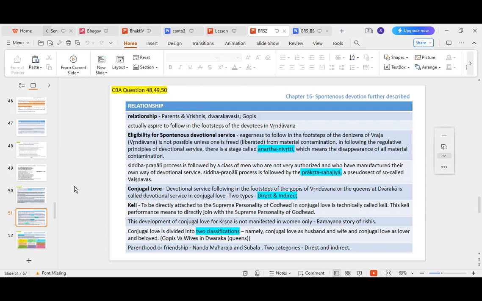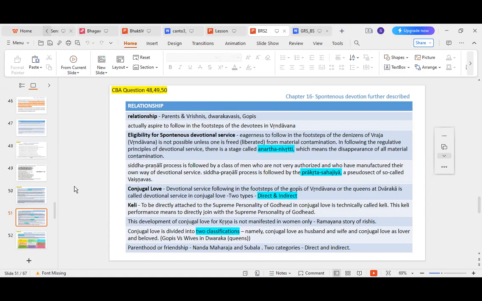The first portion of the 15th chapter talks about the qualification. The second portion gives a caution, how we have to be very clear and cautious that we don't get into the mood of Sahajya or Siddha Pranali. The third portion, which is very important in the chapter, talks about conjugal love, the Madhurya Prema. Within that Madhurya, it is divided into two categories: direct and indirect.